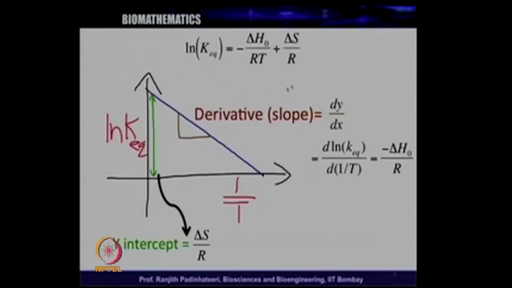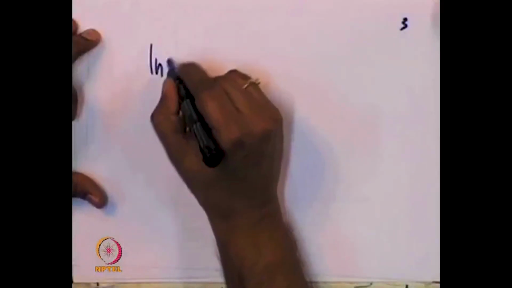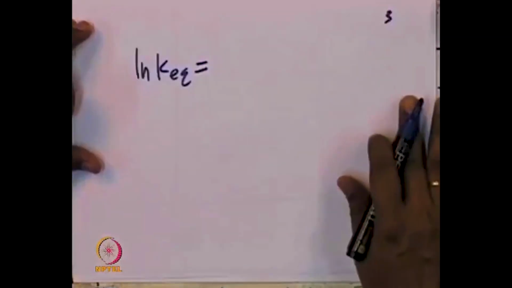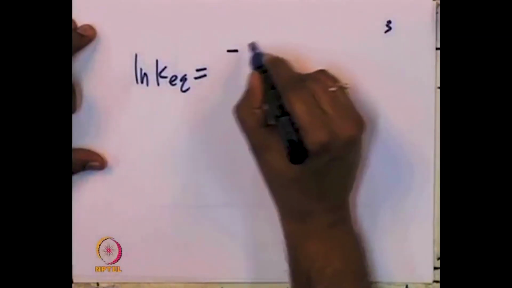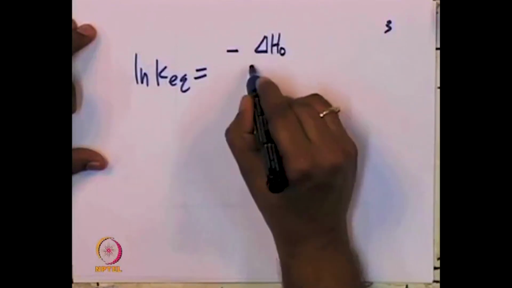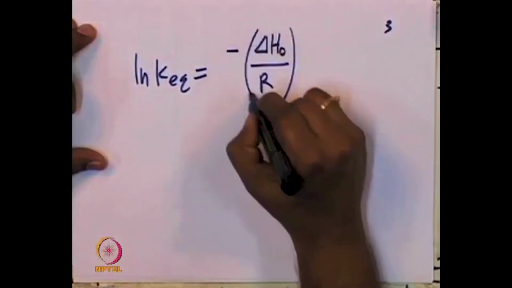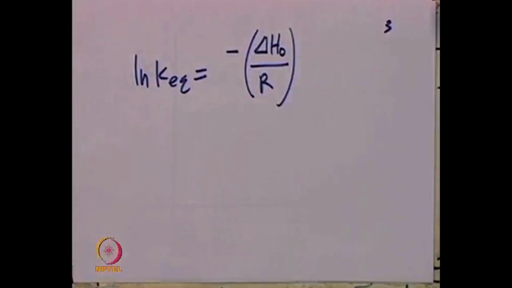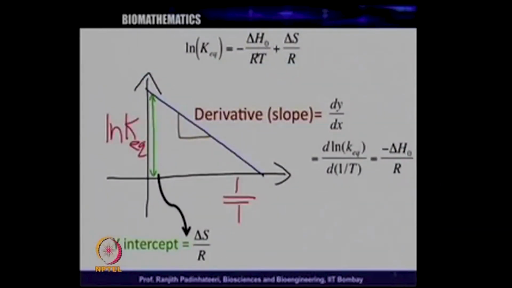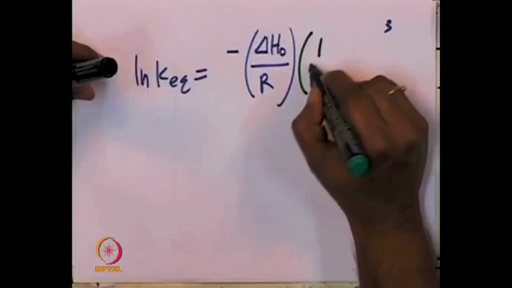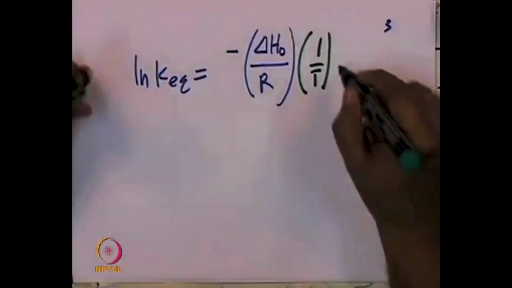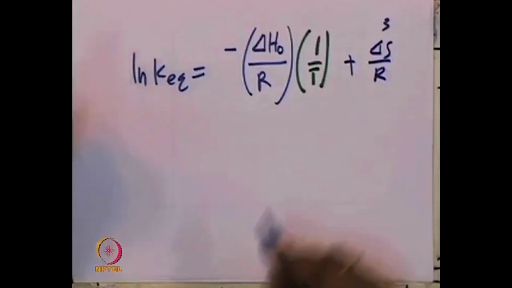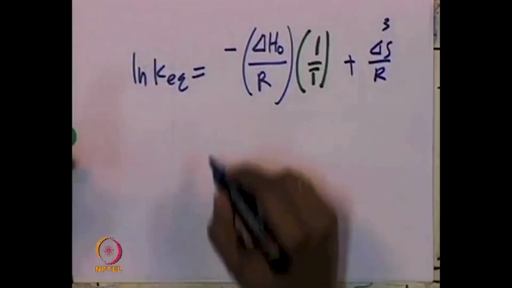Let us look at this equation. The equation we had was ln K equilibrium is equal to minus delta H 0 by R T, which can be written as minus delta H 0 by R into 1 over T, plus delta S 0 by R. This way you can rewrite this equation and then you can plot.